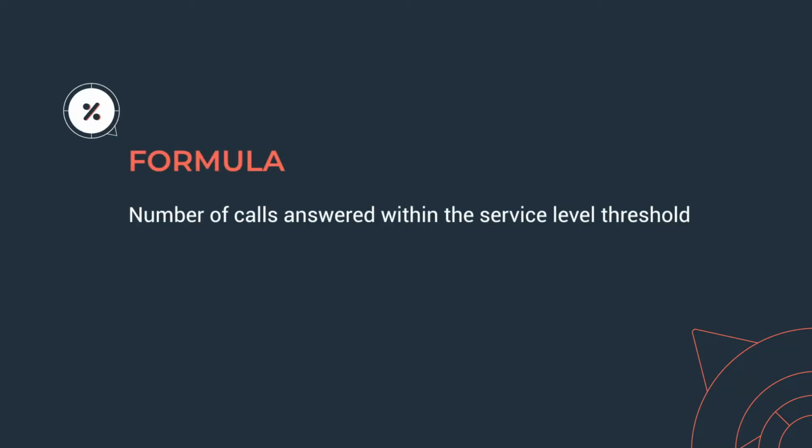Let's see the formula. Number of calls answered within the service level threshold divided by the number of calls offered. Here, you can also deduct the short calls, but in this case, the formula will also change. If the waiting time in the queue is high, your service level will decrease. Having a large number of abandoned calls will also have a negative impact on your service level.